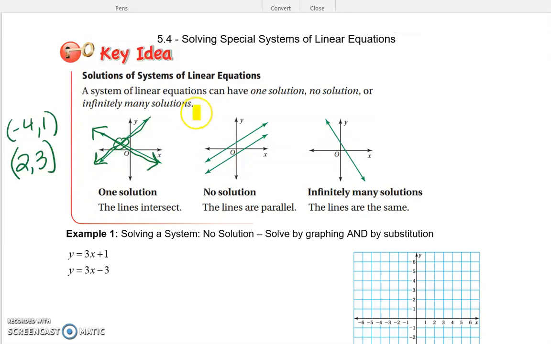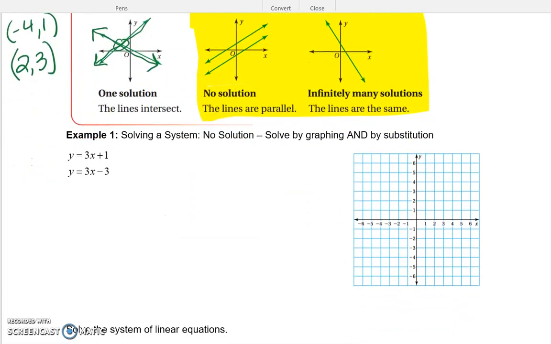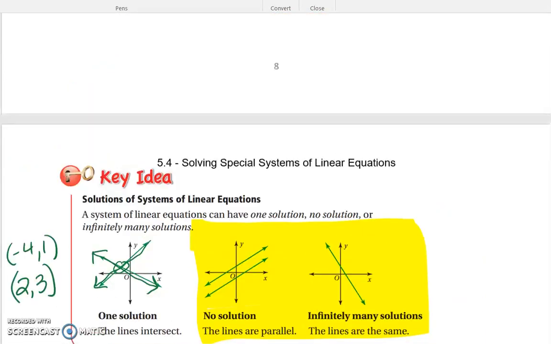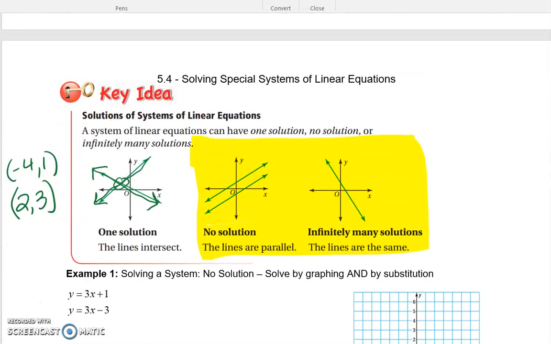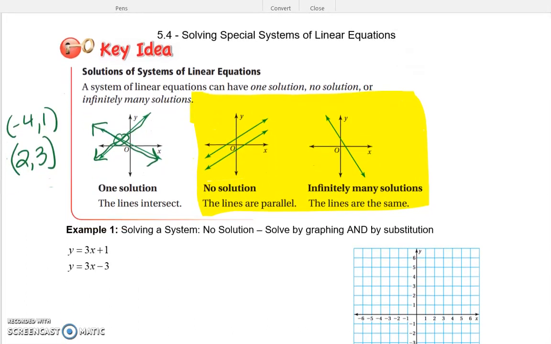What we're going to talk about now are lines that have no solution or infinitely many solutions. What I've highlighted in yellow is the new stuff for this section, number 4. You can still solve any way you choose: graphing, elimination, or substitution. But when they have no solution, they're never going to intersect. And when they have infinitely many solutions, they intersect at infinitely many points, because this is really two lines on top of each other, and they look the same.